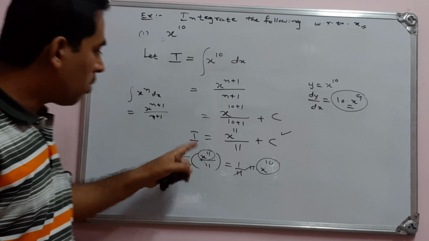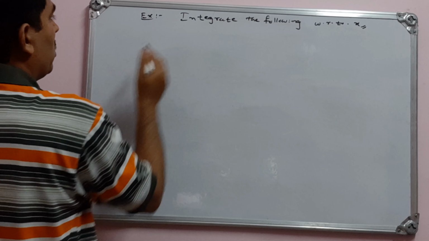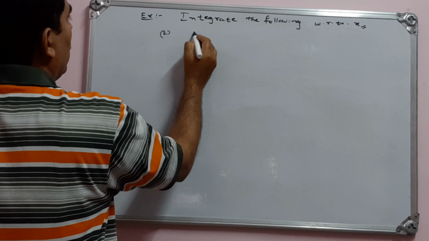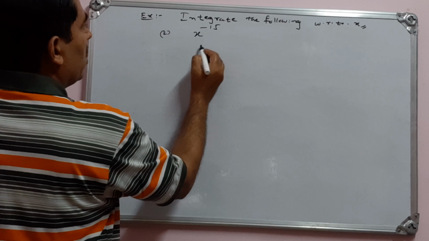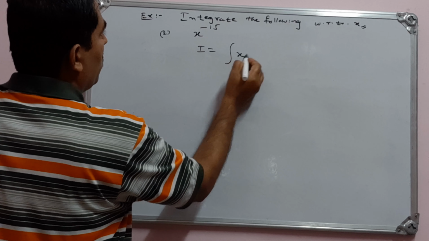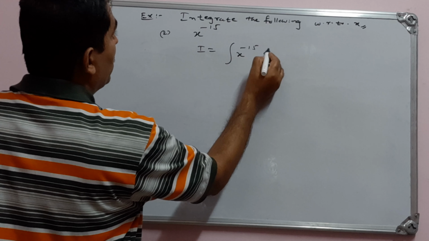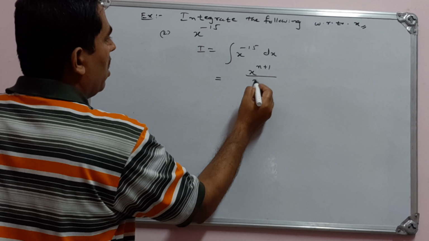Okay, so we shall stop at this step. So we have to write the formula. Afterwards, we can do this. So now let us move to the next, second one. So I will say, x to the power of minus 15. So integrate this. Then we will write x to the power of minus 15 with respect to x. Then once again power rule, same formula.